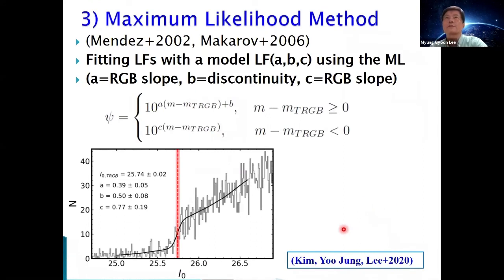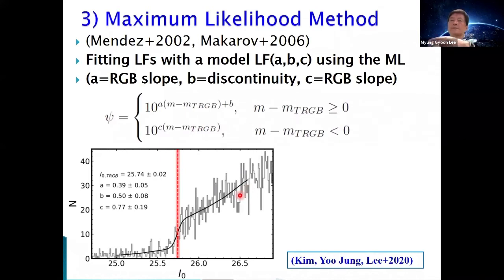And the third method is the model-based method. This is based on modeling. So if we use a model of the luminosity function described by this function, the luminosity function is given by the solid lines here, and the histograms are luminosity functions from observations.